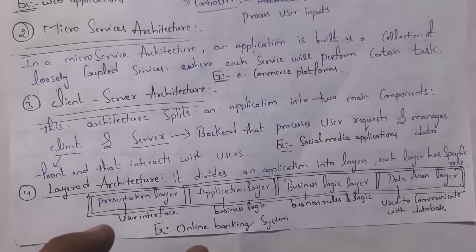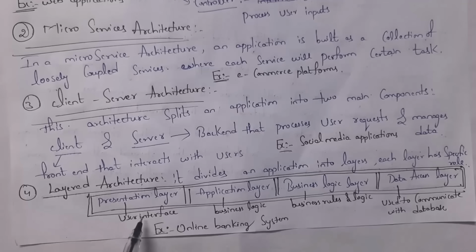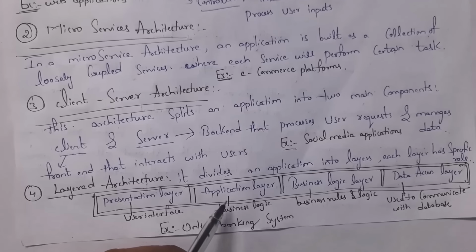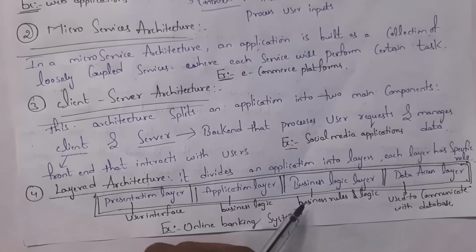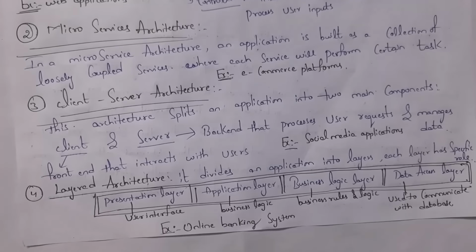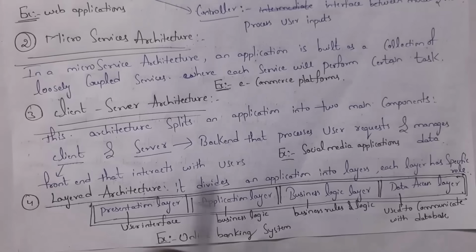Each layer has a separate role. For example, the presentation layer will handle the user interface, the application layer will handle business rules and logic, and the data access layer will handle the database. So an online banking system is an example of this layered architecture. These are 4 real world examples where SOC is implemented.